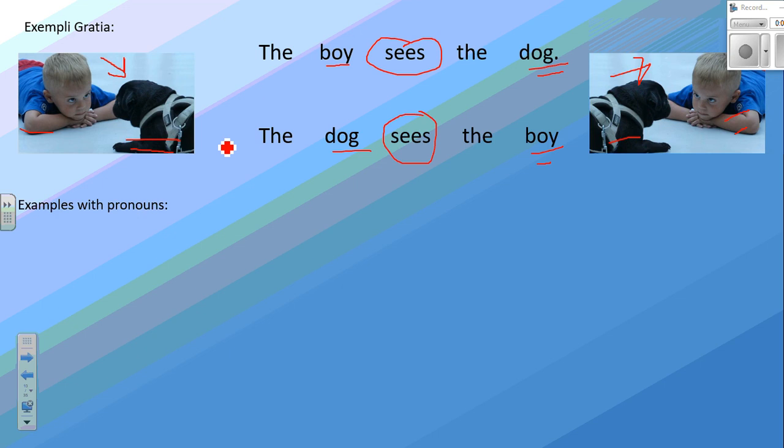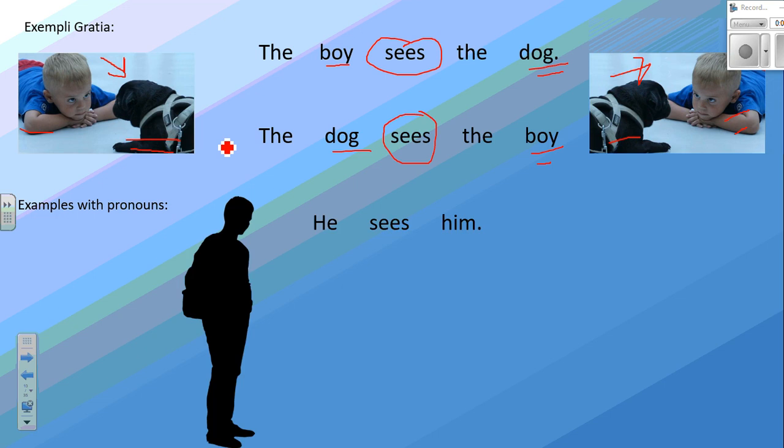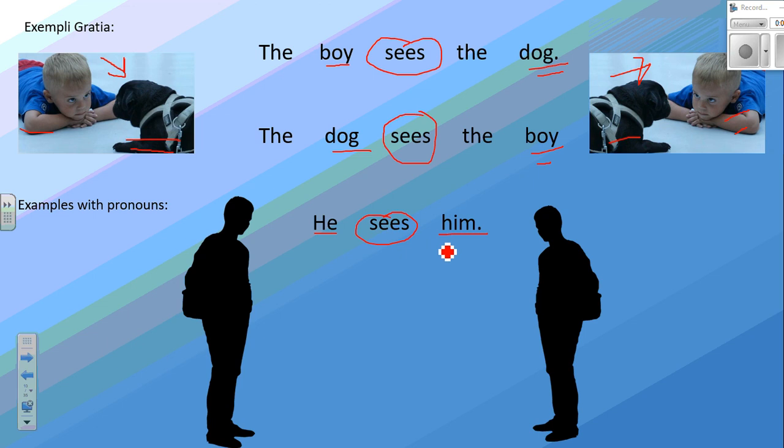That doesn't happen in Latin, and we can actually see how that doesn't happen with English pronouns. If I use the sentence, he sees him, he is my subject, sees is my verb, and him is my direct object. Subject, direct object. But if I flip those words around a little bit, him he sees, well, guess what? He is still my subject, him is still my direct object. It doesn't sound like very good English, but technically it works.